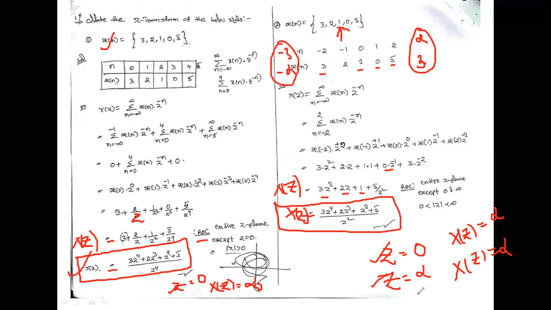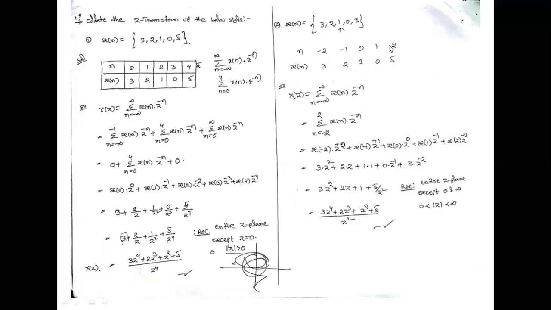For all the remaining values, the function exists. It does not become infinite, it takes a finite value only. That is the ROC. How can we find the ROC? For the function X of z that we have, substitute the z values. If it is not equal to infinite, then only it can exist. If it is infinite, it is not in the region of convergence. It is unbounded. Got it?